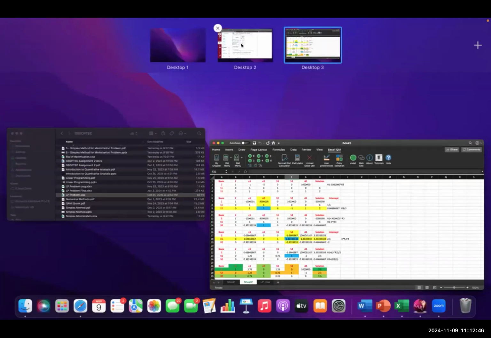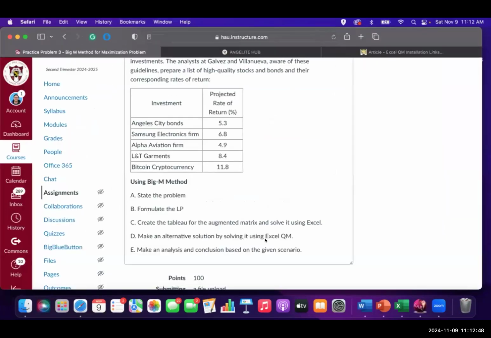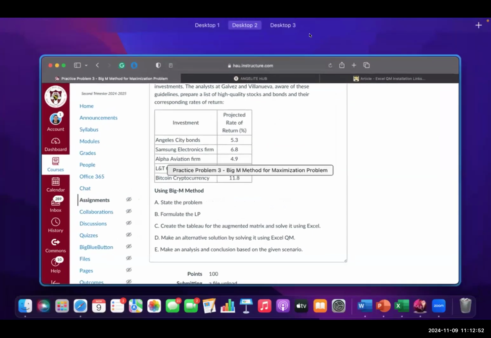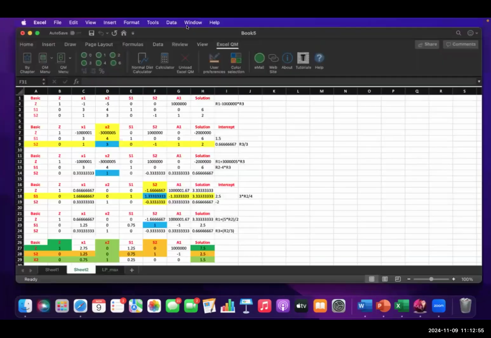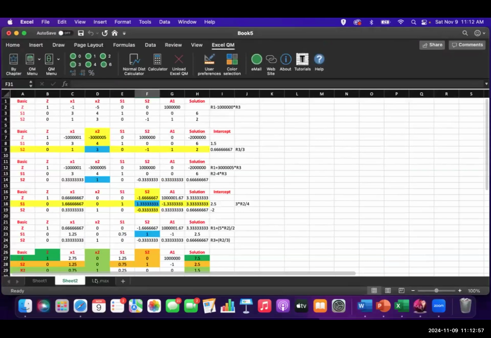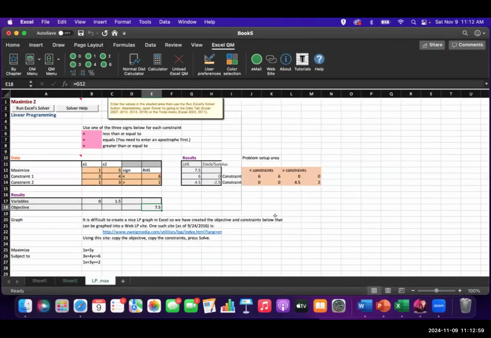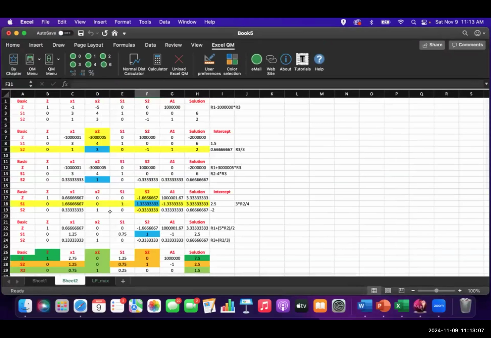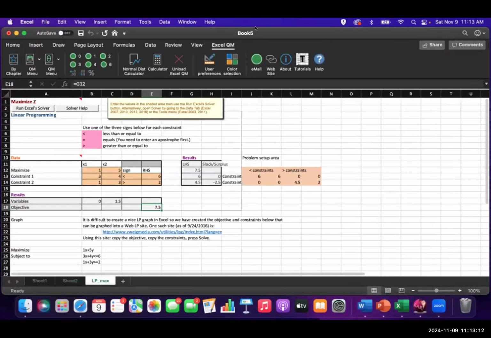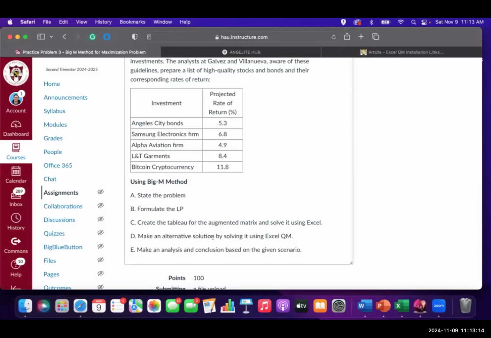And then the next one is make an alternative solution by solving it using Excel QM. So try to download the Excel QM. Ito naman yung solution mo para doon sa isa. So mas madali ito, no? Pang verify kung tama yung solution mo, this one versus this. And then lastly, you make an analysis and conclusion.